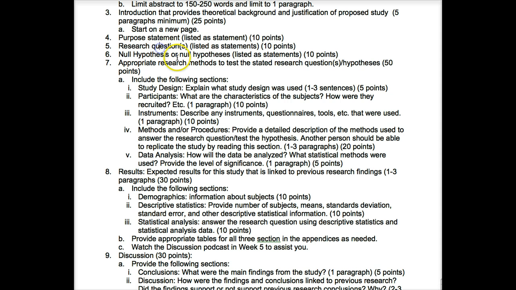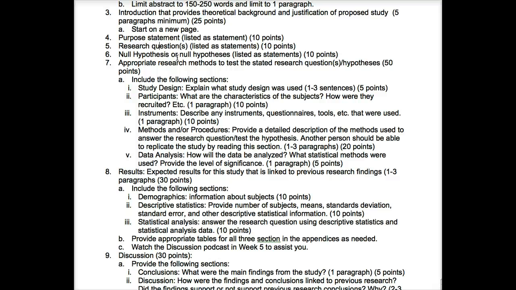Right after that, you're going to have a research question or questions. Depends on your study. You may have one research question. You may have more than one research question. You just need to have a minimum of one. Again, this is listed. Again, you'll be writing research questions in the learning activities through the class.